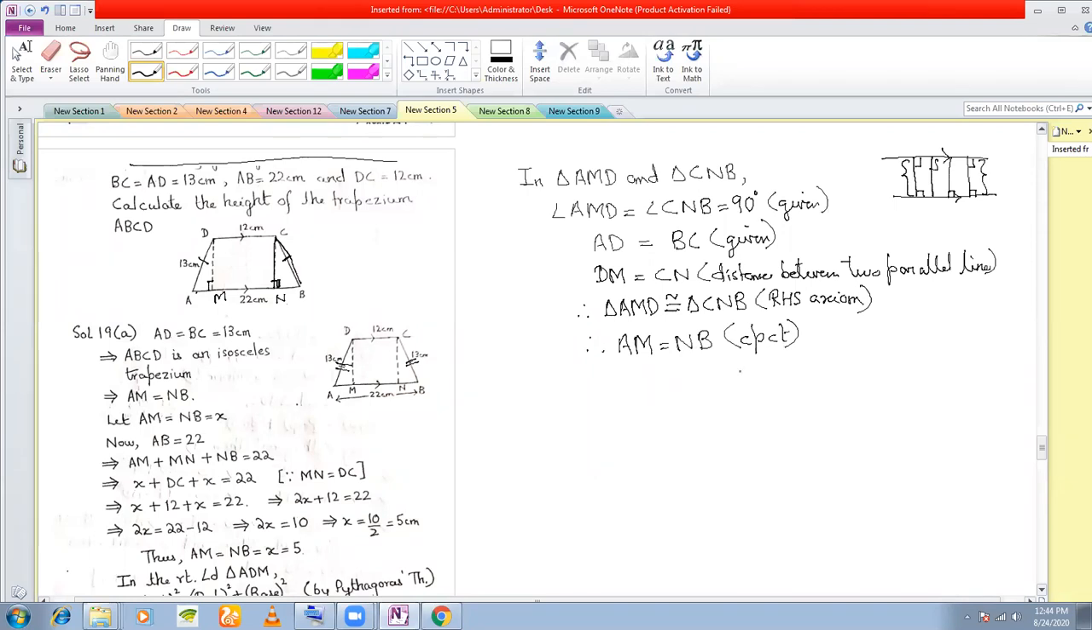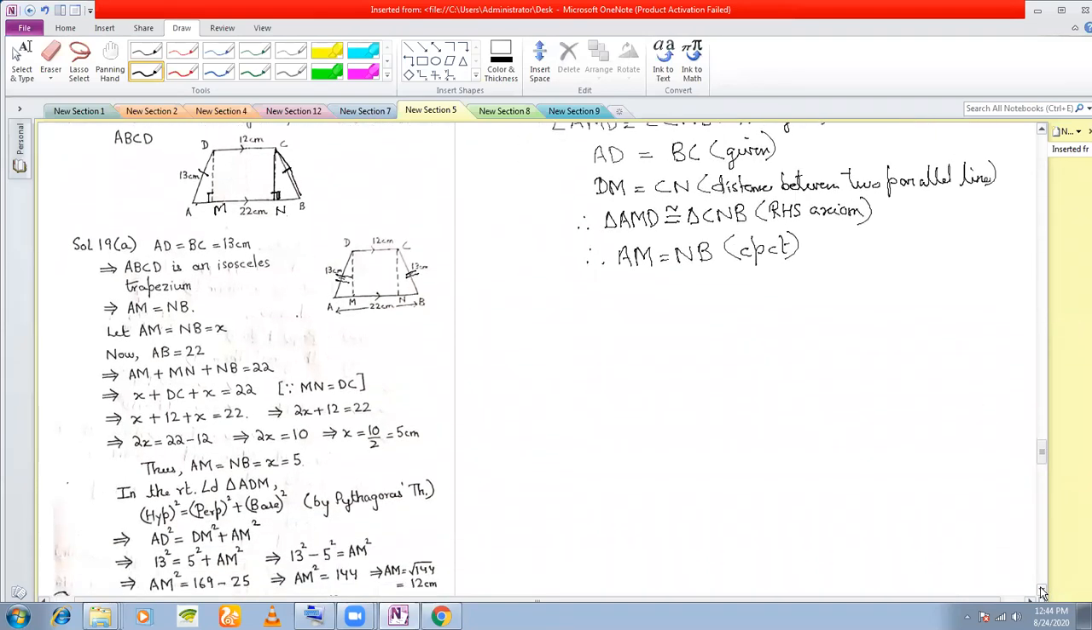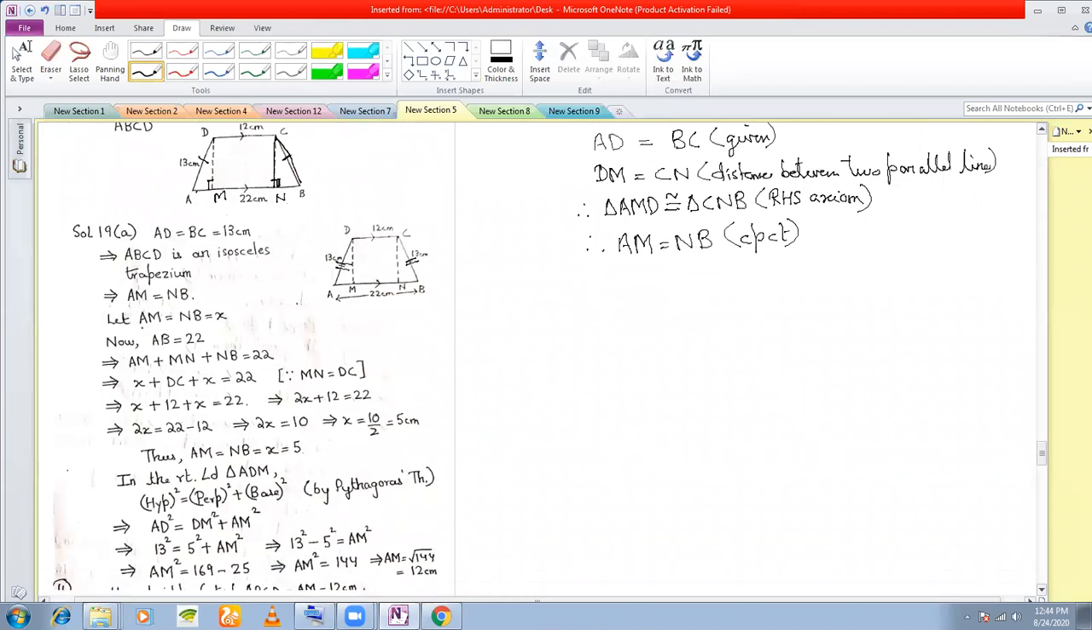Right? So now we'll proceed. Once I prove these two to be equal, now I take, say, AM is equal to NB is equal to X. Let us take these two to be X. AM, NB equal to X. I need to find out this perpendicular.